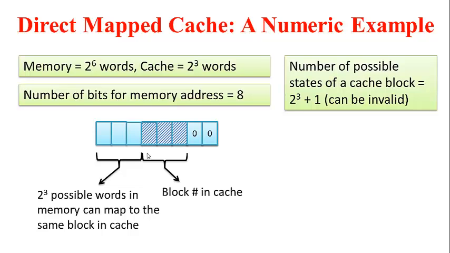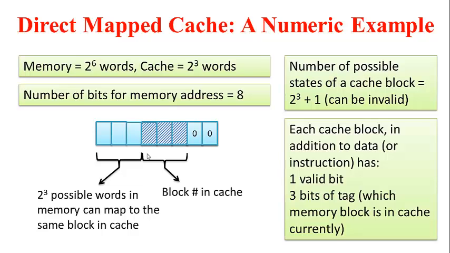Typically, the first time a program starts executing, all the cache locations will be invalid because the entire program is only in main memory and no cache location has anything to begin with. At any point, the cache system needs to know in which of the possible 2 power 3 plus 1 states it is in.